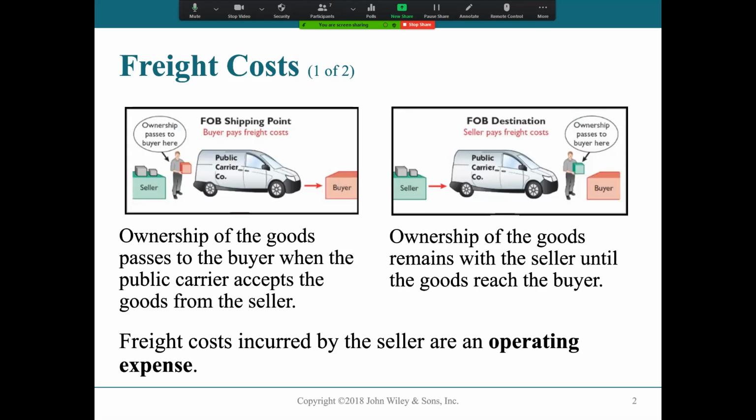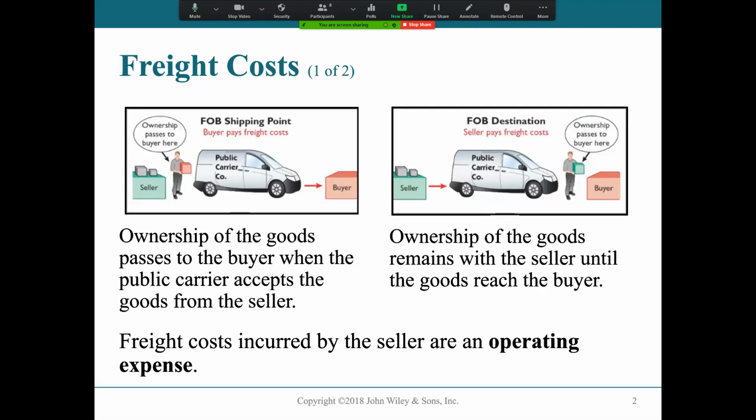And so there's a couple of terms that are introduced in this chapter that confuse people sometimes. The terms are FOB shipping point and FOB destination. FOB means freight on board. It just means that the product that we're selling or buying is on board the vehicle that's carrying it to the destination.